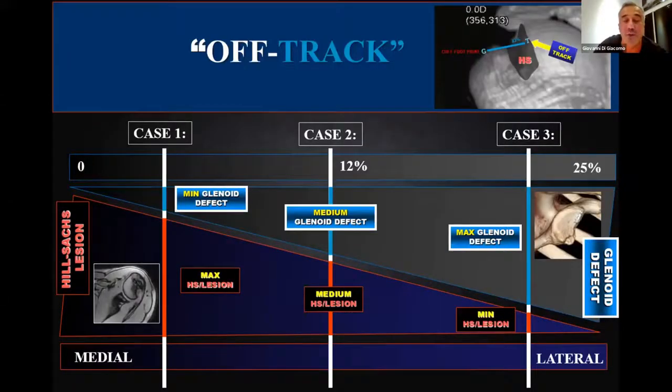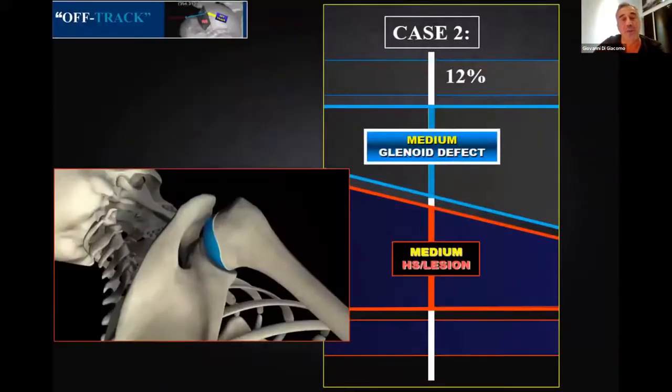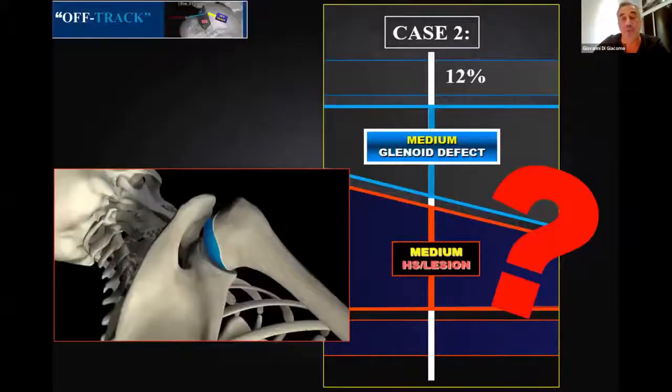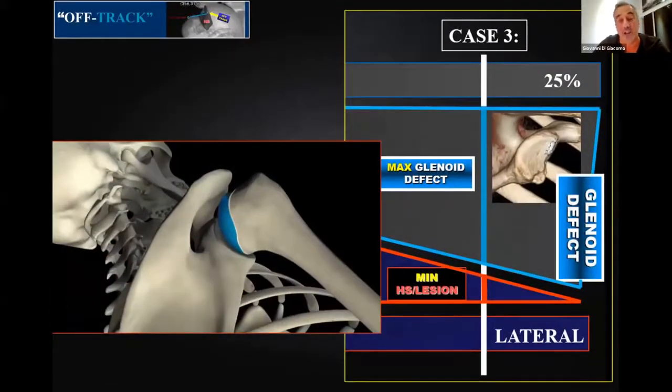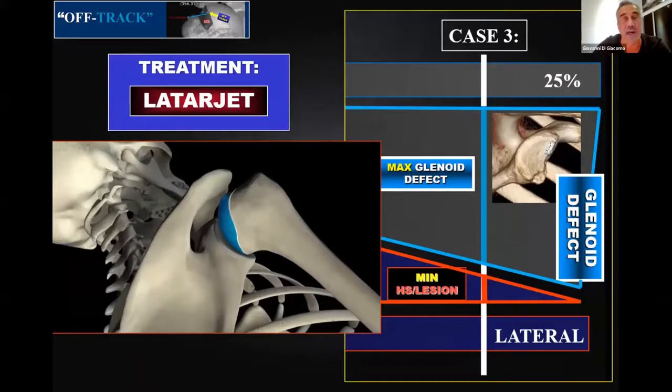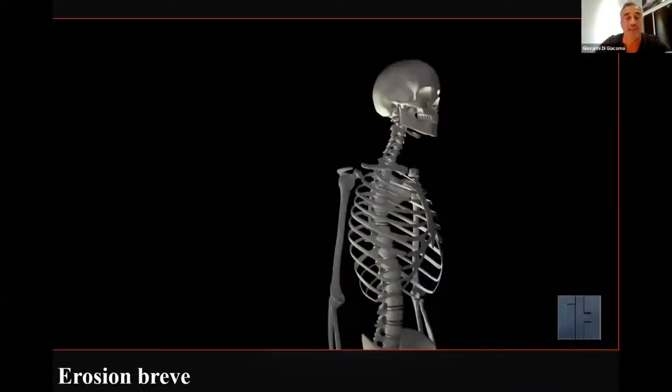Then we have case two, where the culprit is half and half, the position and the glenoid bone loss. And we can discuss in this patient if to perform a Bankart repair plus, or Latarjet technique. In group three, where the culprit is the glenoid, for us there is no choice. Of course, the Latarjet, arthroscopic or open, is the elective treatment.